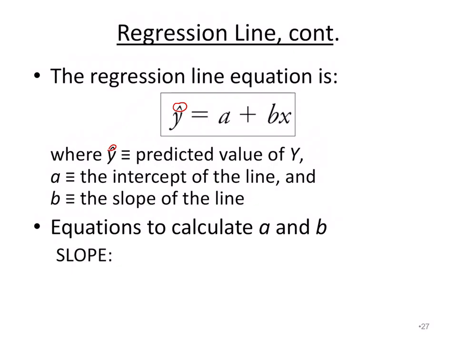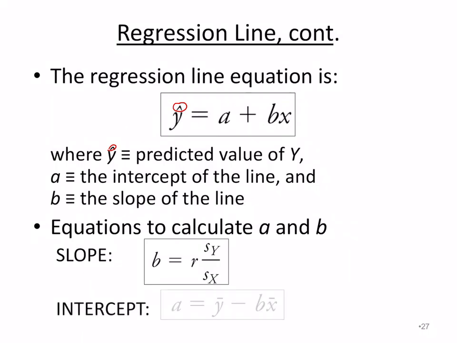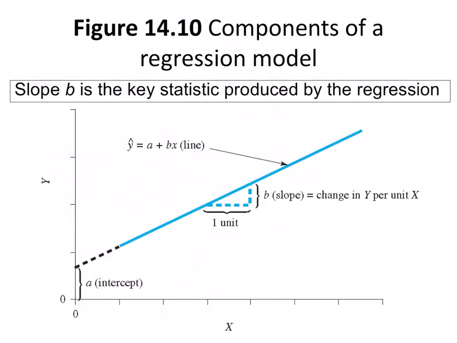So, equations to calculate a and b. We're trying to predict y, right? We're equaling y hat here. So we have to find a and b. Well, b is equal to r times s of y, the standard deviation of y, divided by s of x, the standard deviation of x. And that's your b. And a is going to equal your y bar, the average of y values, minus b times the x bar. And that'll be your a. So a plus b times x, the x values given to you, will give your y hat, the predicted value of y.